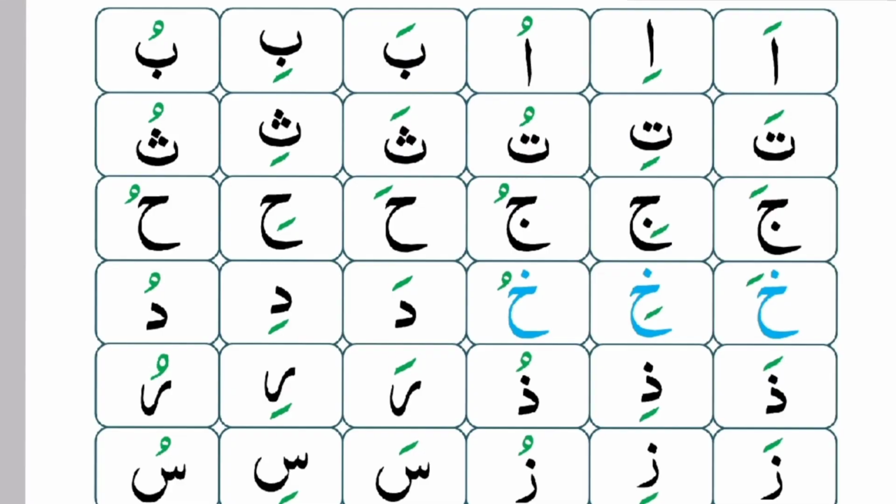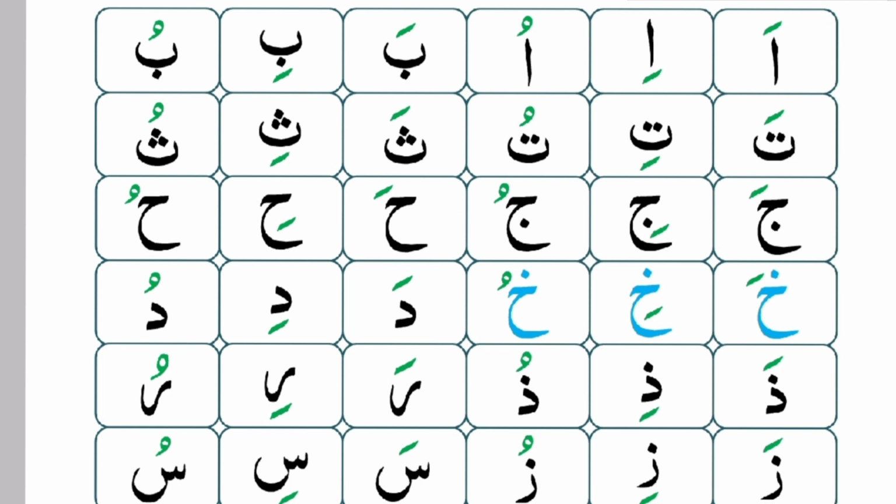Let's start from line 1. I will teach you lines 1 and 2, and you can read the rest of the lines by yourself. Let's start. Bismillahir Rahmanir Rahim. Hamza zabar a, hamza zair e, hamza pesh u. A, e, u. Ba zabar ba, ba zair bi, ba pesh bu. Ba, bi, bu.